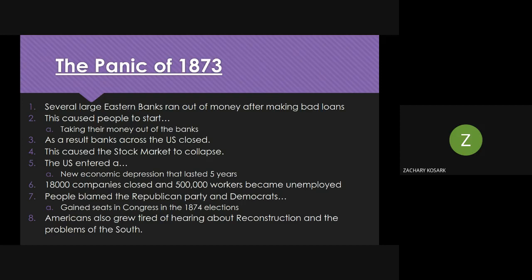They are in power at the time, and this allows the Democrats to gain power and gain seats in Congress in the election of 1874.